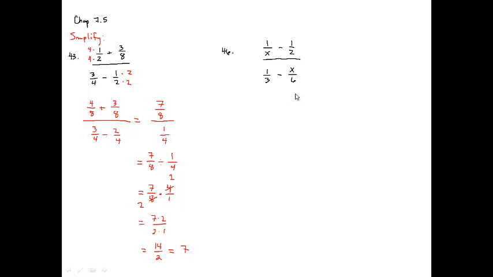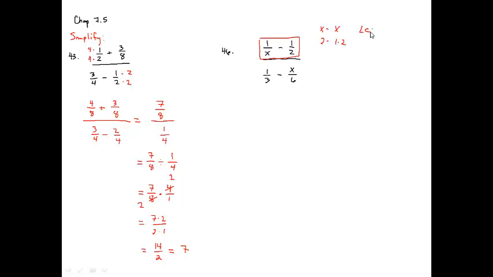All right, now let's see if we can do the same thing, but with a variable inside my expression. So let's look at your numerator. I have 1 over x minus a half. Well, what's going to be my LCD? So for this one, remember how we did it in 7.4? What are the factors of x? Well, it's just x. What are the factors of 2? Well, it's really 1 times 2.